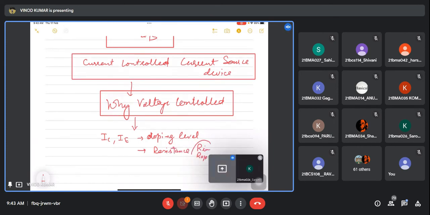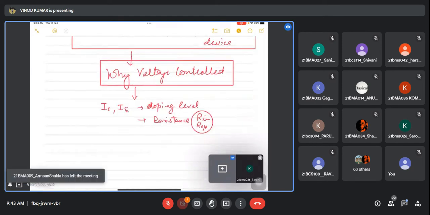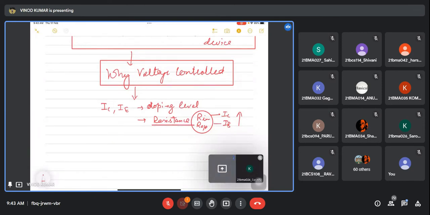So this is to be determined, and because of that, IC, IB and all these factors are going to change because of these resistances in this case. That's why we talk in terms of IC and IB.